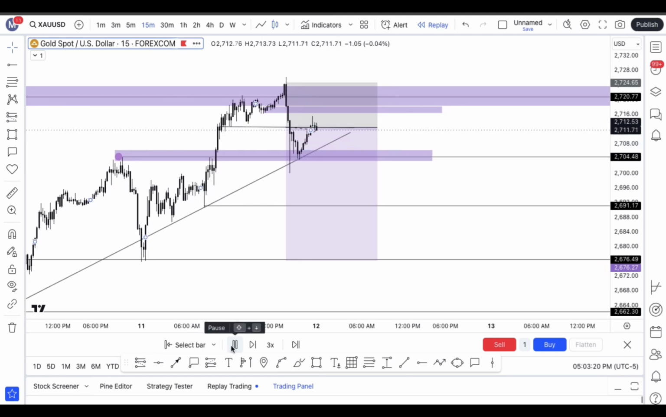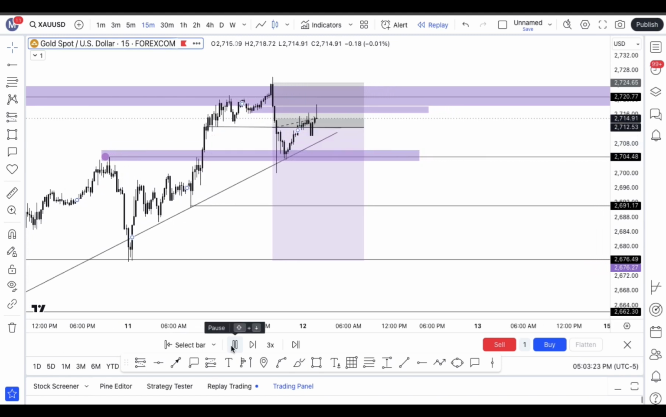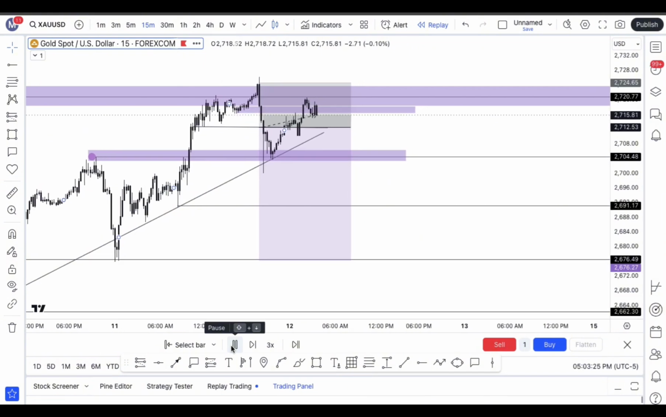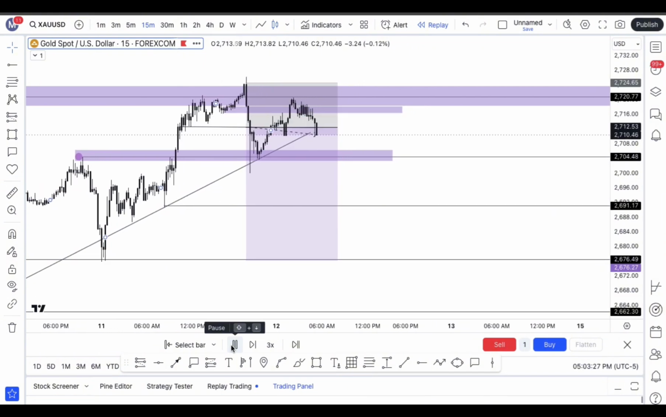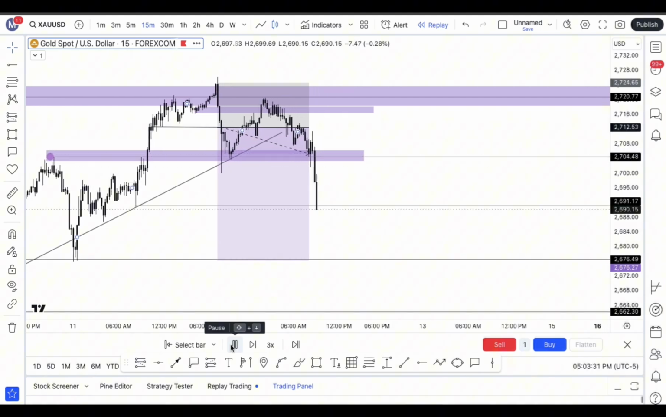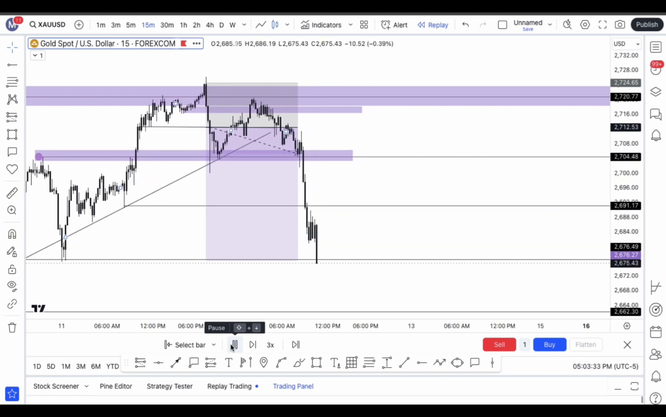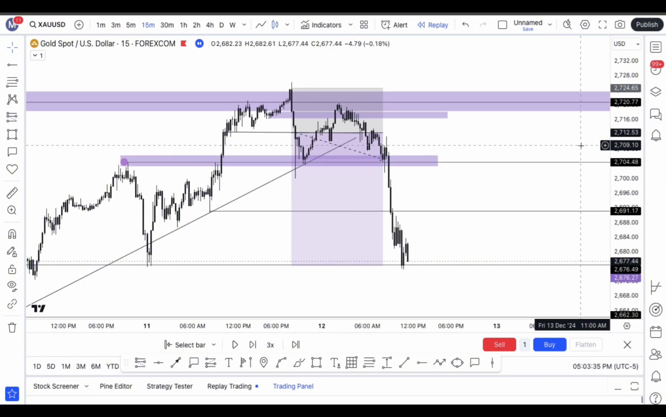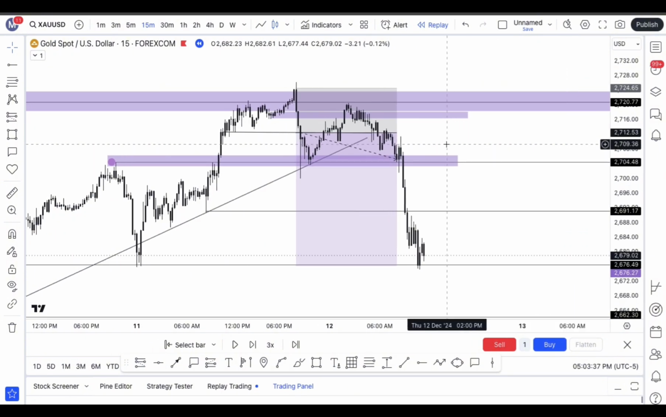Beautiful. Okay, awesome. Retraced. Let's continue seeing what happens. Okay, beautiful. Price ended up selling. Price ended up hitting TP too. Didn't even know that was gonna happen. I don't care about that as of right now, okay?